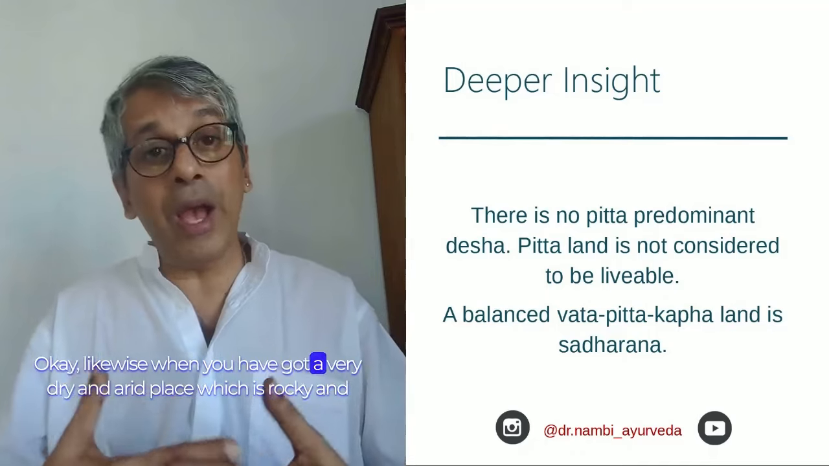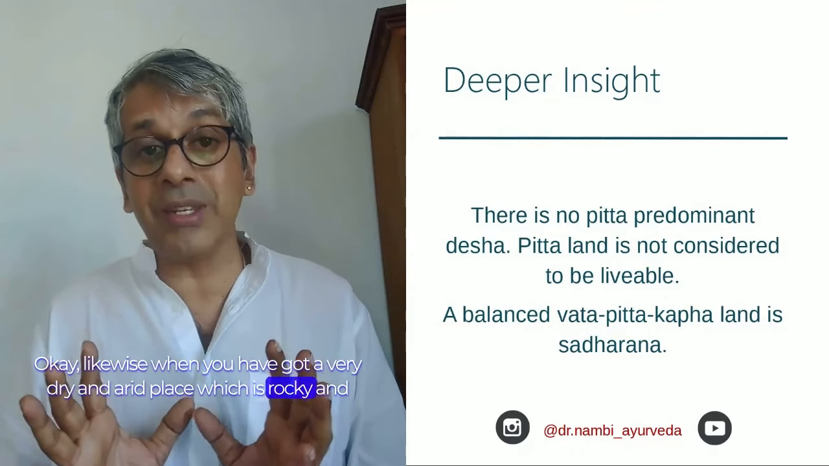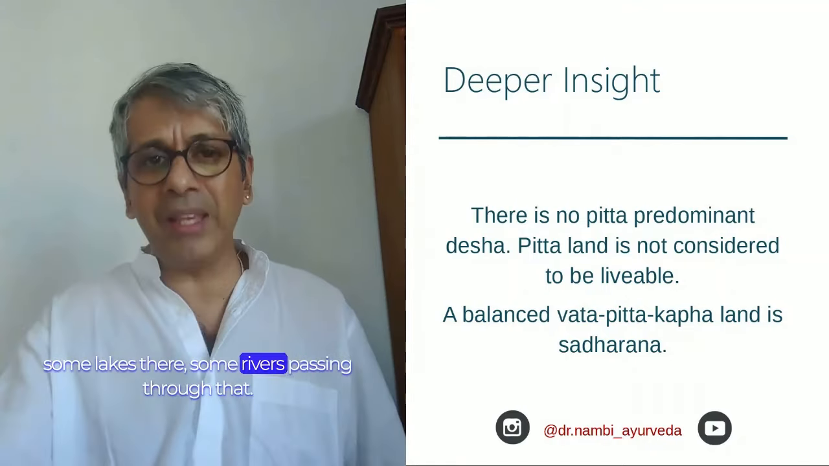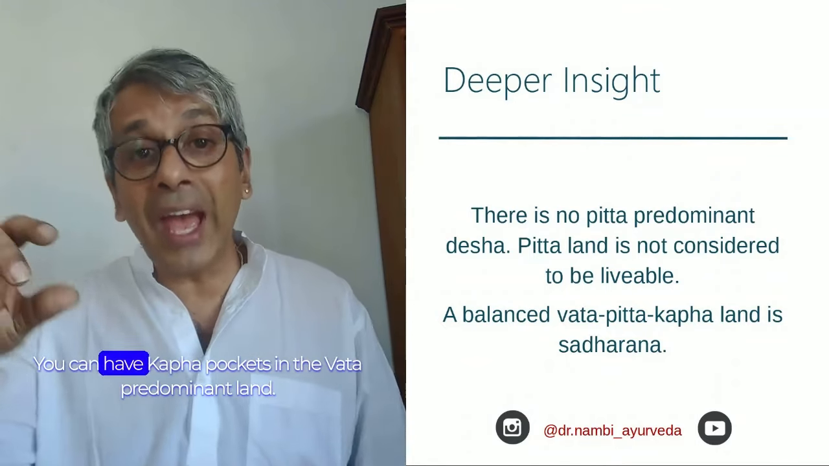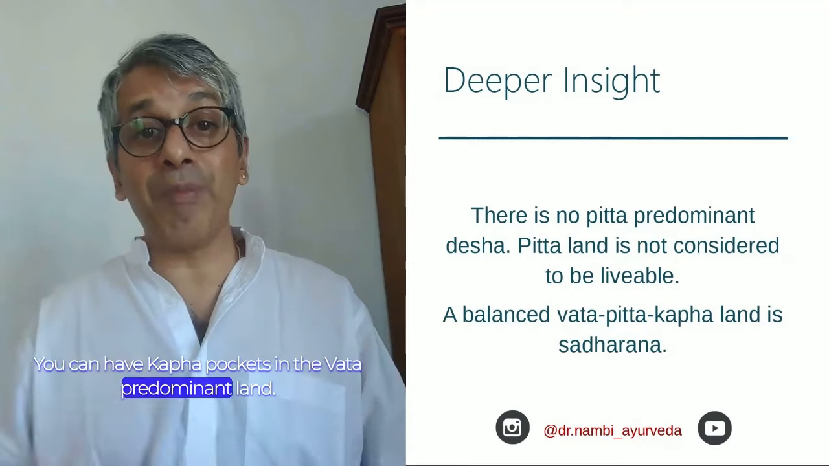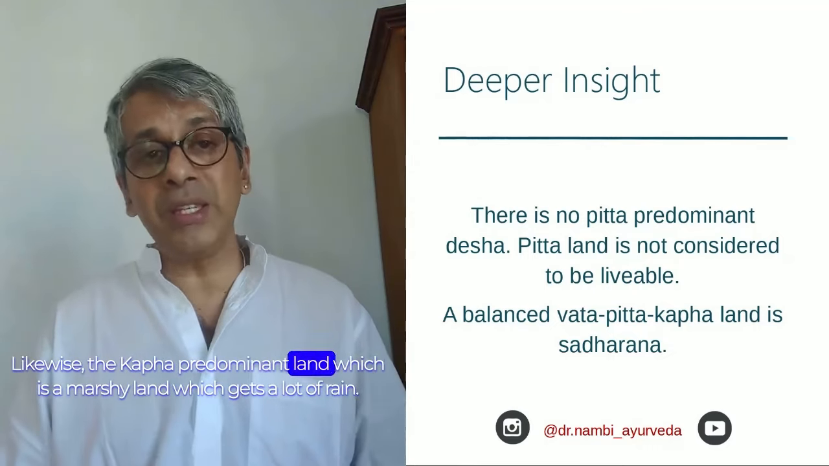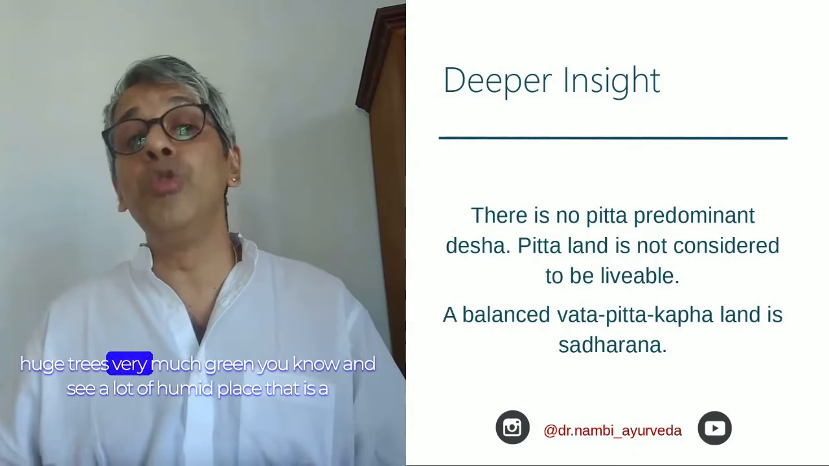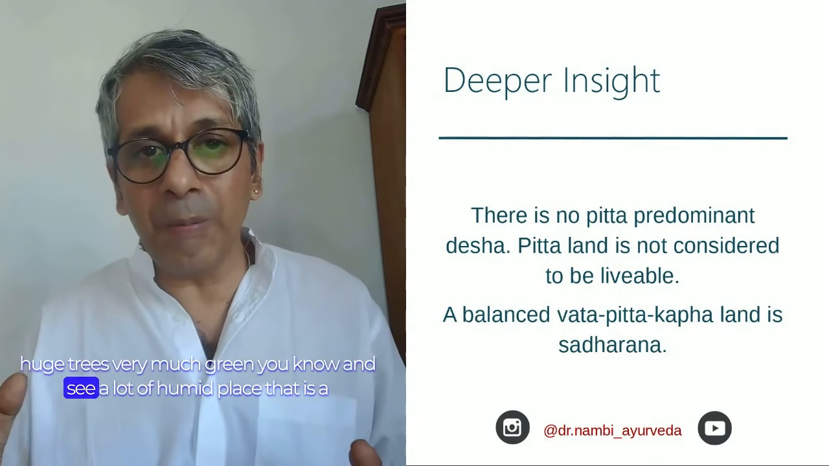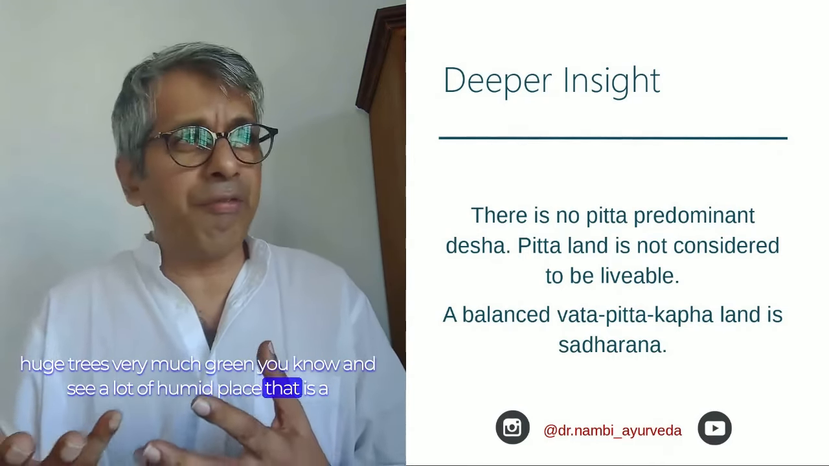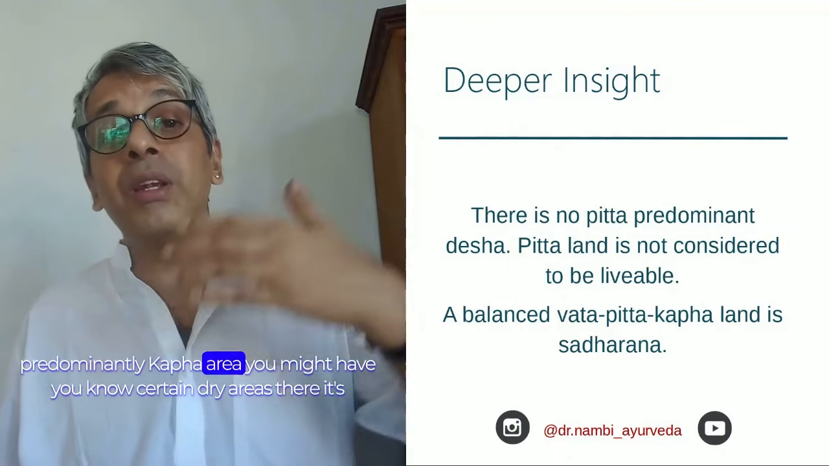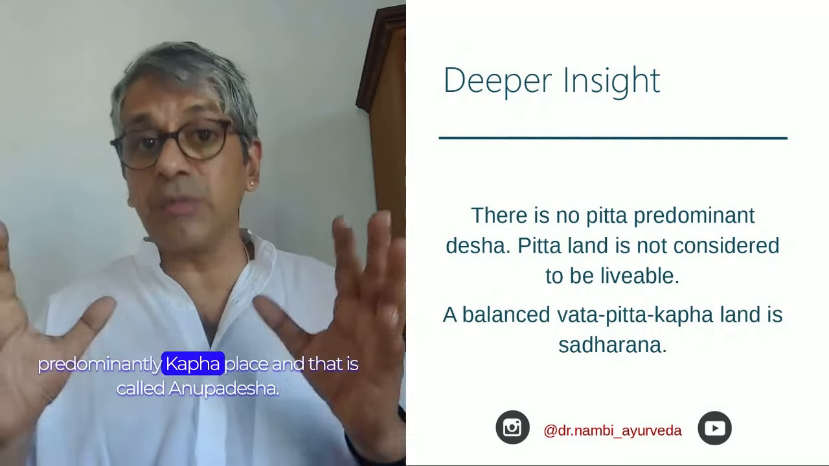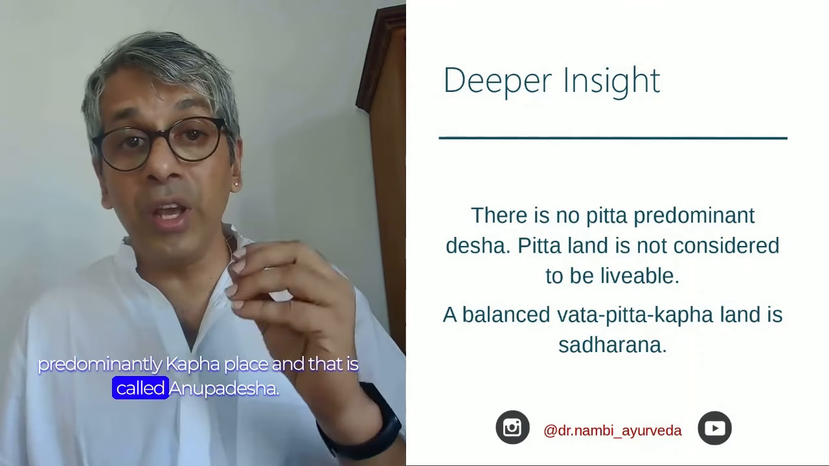Likewise, when you have a very dry and arid place, which is rocky with bushes and predominantly Vata, you can still have some lakes there, some rivers passing through. You can have Kapha pockets in the Vata predominant land. Likewise, the Kapha predominant land is a marshy land, which gets a lot of rain, with huge trees, very green and humid. That is a predominantly Kapha area. You might have certain dry areas there. It's predominantly a Kapha place, and that is called Anupadesha.